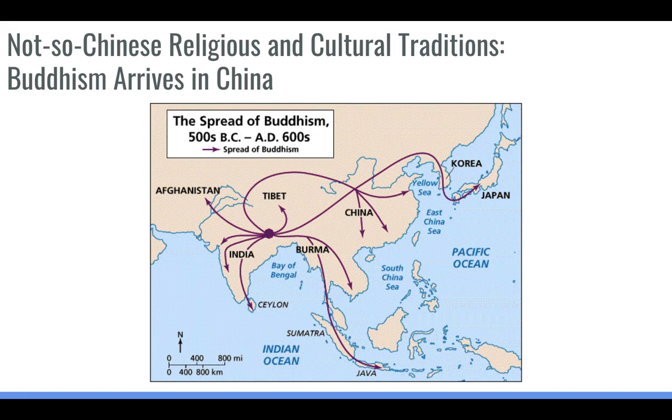For example, the development of the belief of bodhisattvas, these enlightened people who had achieved enlightenment but had put it off in order to help their descendants perhaps achieve enlightenment as well. That blended very well with the Chinese ideas of ancestor veneration, right? Ancestors are very important in Chinese religious tradition. So this idea that Buddhism could blend with that was pretty unique in this time period.